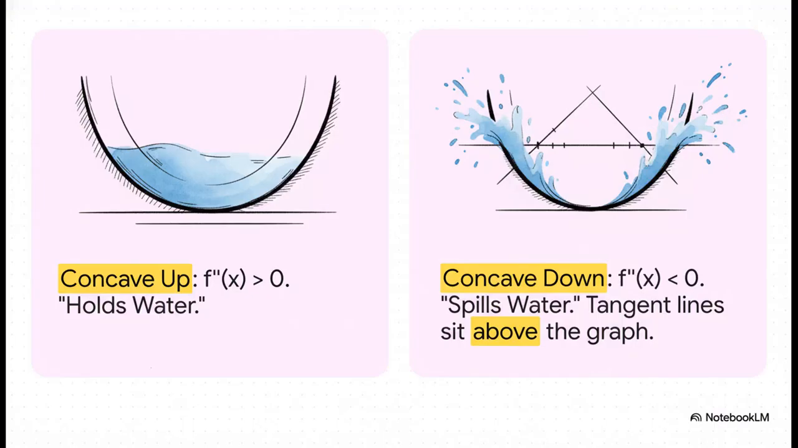Here's a super simple way to think about it. When the second derivative is positive, we say the graph is concave up. The easiest way to remember this? It's shaped like a cup or a bowl. It could hold water. And if you were to draw tangent lines on this part of the curve, they would all sit underneath the graph. Now, on the flip side, when the second derivative is negative, the graph is concave down. It's shaped like a frown. It would spill water. And here, the tangent lines would all sit above the curve.